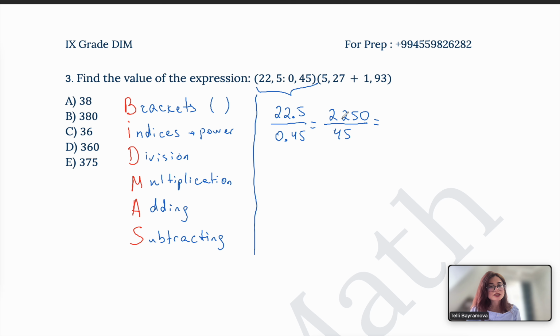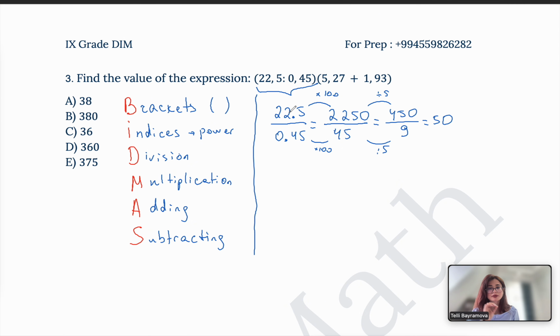What you need to do is divide both of them by 5. It is 450, and 45 divided by 5 is 9. Then it's going to be 50. Yes, 5 times 9 is 45, yes, it's 450. So the first bracket is 50. Guys, don't forget, I don't want to work with decimals. That's why I multiply numerator and denominator by 100, then simplify, divide by 5, and find the answer.